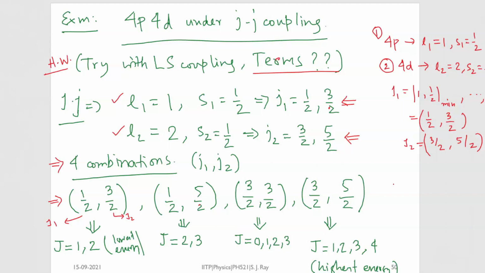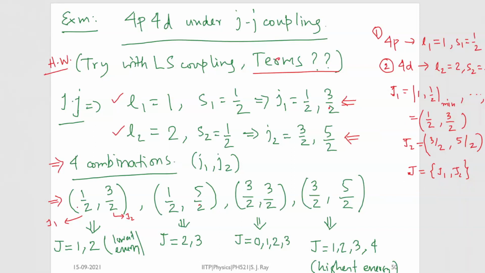Now what do you have to do in the next step? I said that in the first step, I have to couple individual L and S to find out the possible values of J in such a system. That I have done. Once the J's are combined, I have to find the total value of J using J1 and J2. Here also I have to take a similar method for finding this out. That means J1 minus J2 minimum to J1 plus J2 maximum.